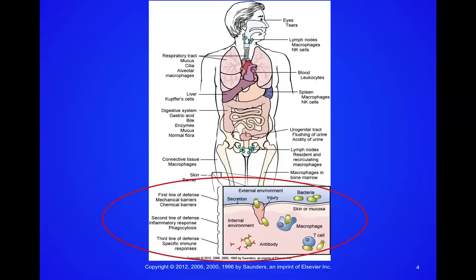Taking a closer look at the skin, we can imagine three lines of defense against injury and infection. The first line involves these mechanical and chemical barriers. The second involves inflammation. And the third involves the specific immune responses of acquired immunity.